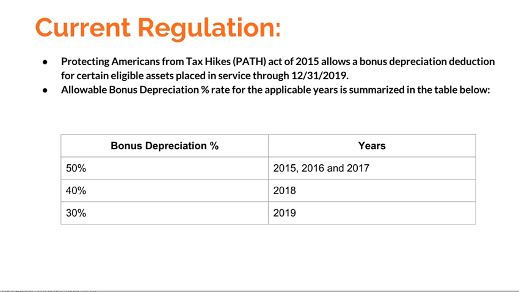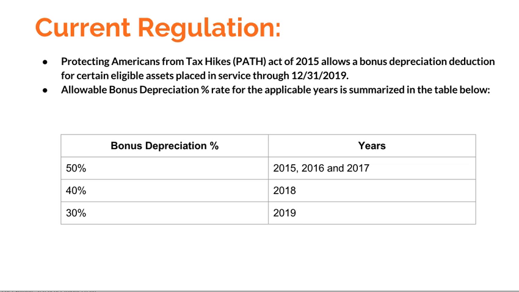Now let's take a look at current regulation. At the end of 2015, Congress passed an act which is called Protecting Americans from Tax Hikes. And this act basically extended the allowable bonus depreciation for the assets that are placed in service on or before the end of 2019.